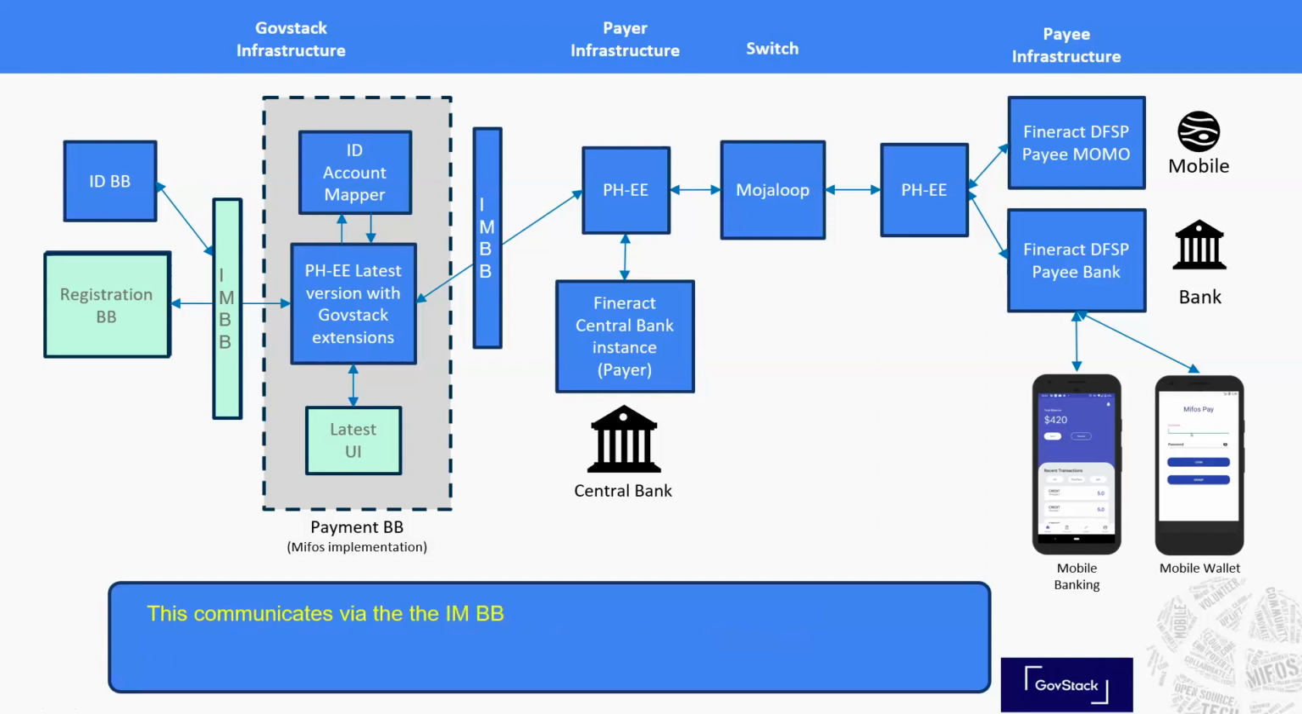And if you recall, we've talked about the beneficiary onboarding process. This is communicated. Again, the information flows through IMBB and through the environmental ingress egress controllers, and then goes to the payment building block.